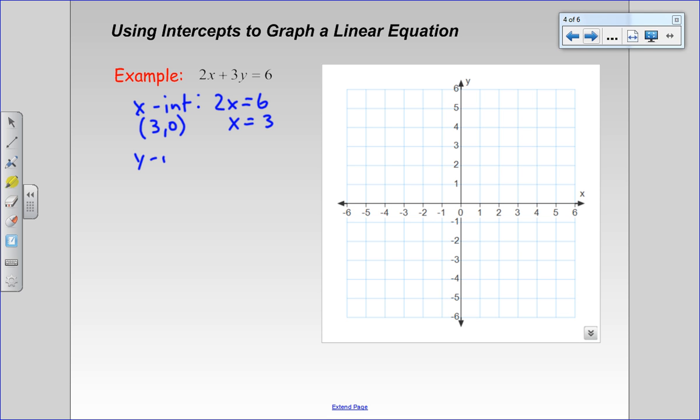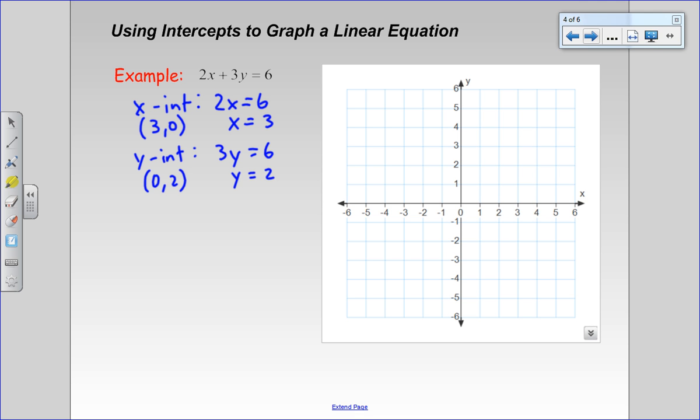Now we can find the y-intercept by replacing x with 0. This results in the first term, 2x, canceling out. So we have 3y equals 6, or y equals 2. So the y-intercept is the point 0, 2.